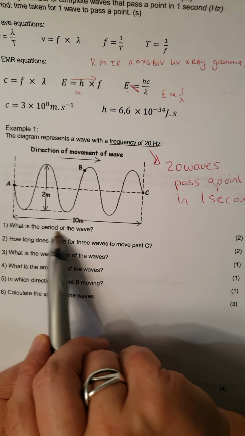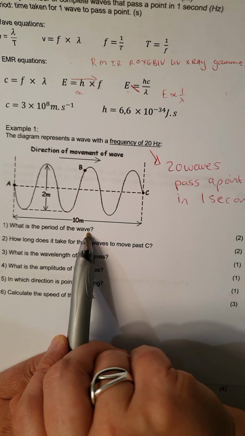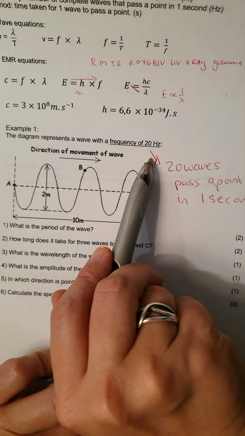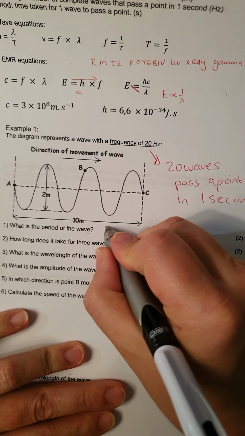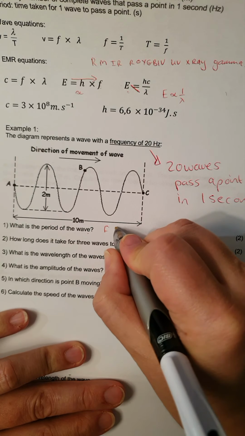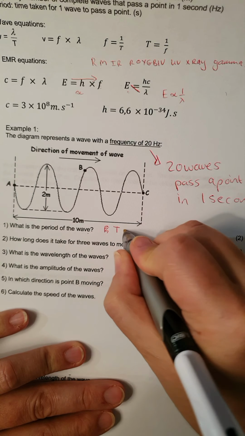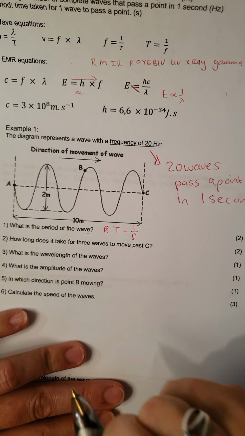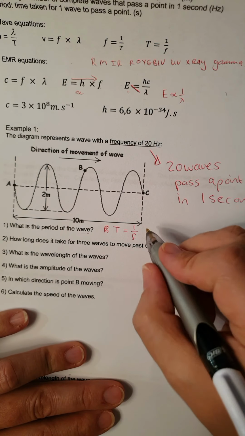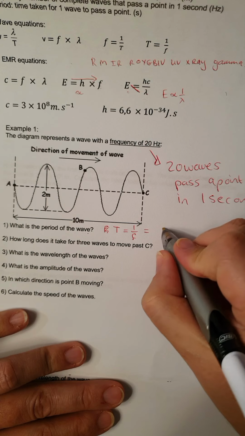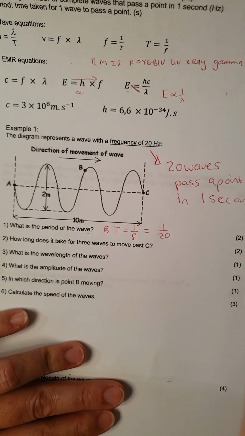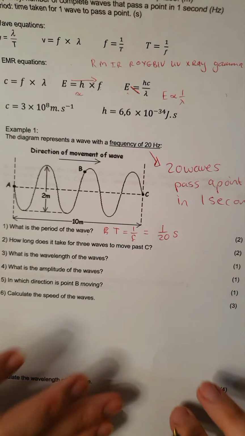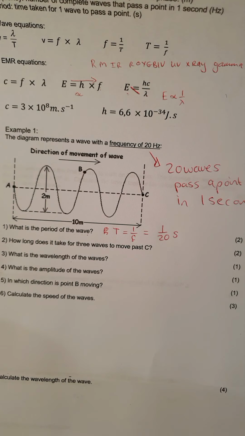So what is the period of the wave? We have the frequency, and we know from above that period is equal to 1 over frequency. So it will be 1 over 20, and that's in seconds. So we've got 1 over 20. I'm quickly going to get my calculator.